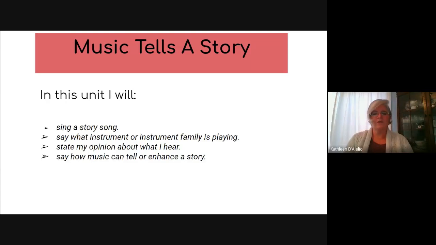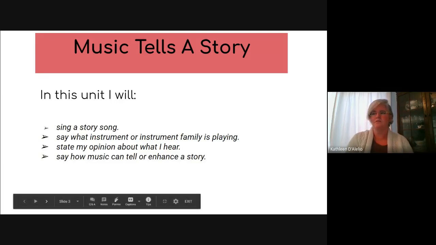Hello, third and fourth grade, and welcome to week 15 in general music. The unit we're on is called Music Tells a Story. In this unit, we're going to sing a story song, say what instrument or instrument family is playing, and learn how to say your opinion about what you hear. And we're really going to focus on how music can tell or enhance a story.